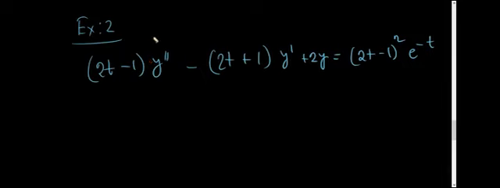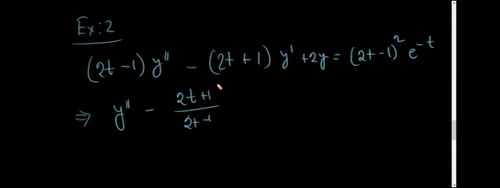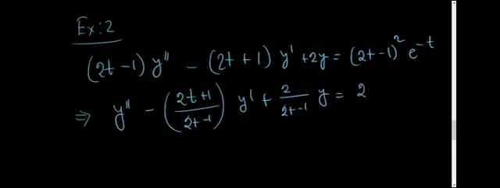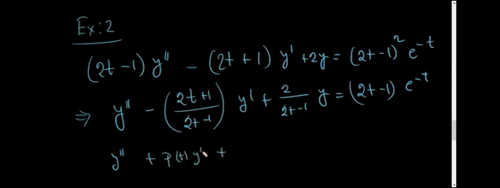So the first thing we need to do is reduce it down to the standard form. So let's divide by 2t minus 1. If you do that, this will be y double prime minus (2t plus 1) divided by (2t minus 1) y prime plus 2 divided by (2t minus 1) y equals (2t minus 1) e to the power minus t. Now this is in the standard form, that is, it's in the form of y double prime plus p of t y prime plus q of t y equals f of t.